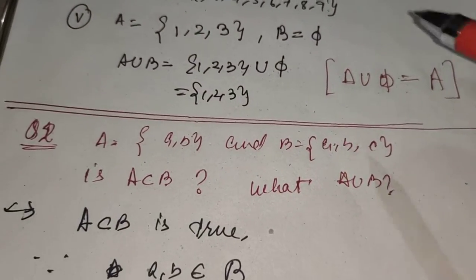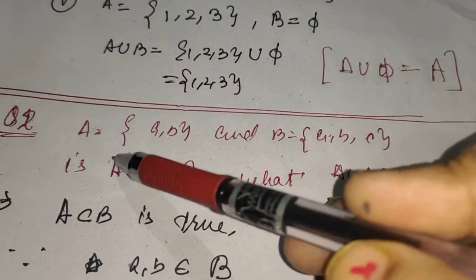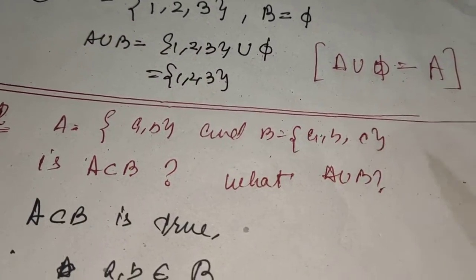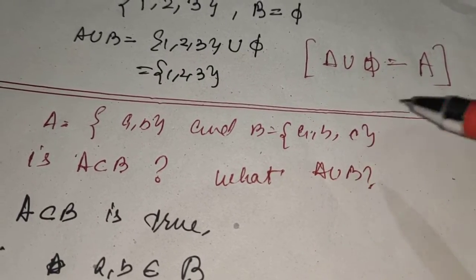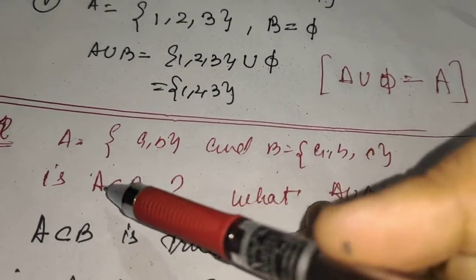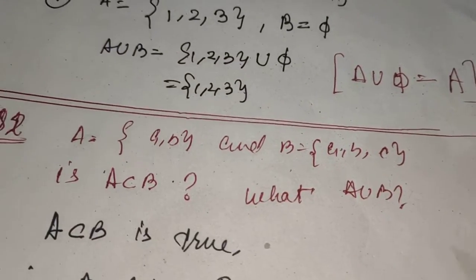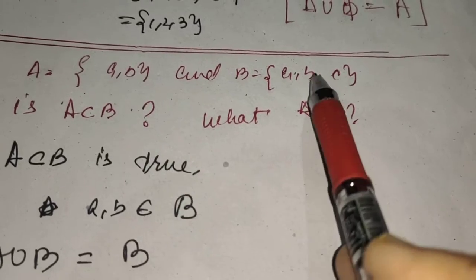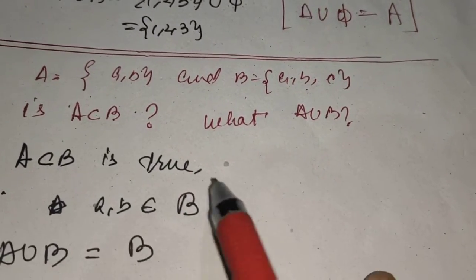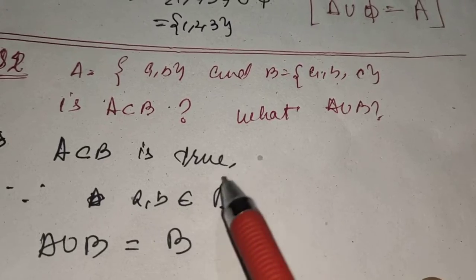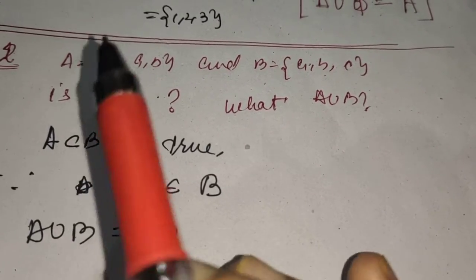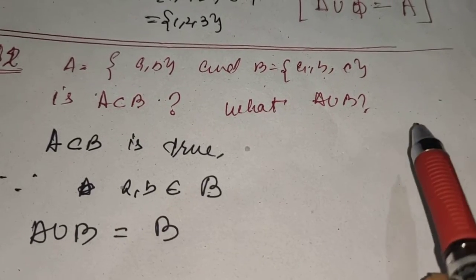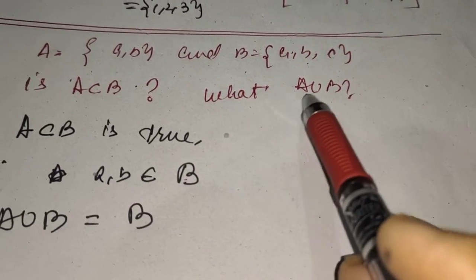Now let us go to question number 2. Question number 2 says that A equals {a, b} and B equals {a, b, c}. So we have to check whether A is a subset of B or not. Yes, it is a subset because both the elements a and b are also present in set B. So it satisfies the definition of subsets, that A is a subset of B if all the elements of set A belong to set B. So it is a subset. And the second question is what is A union B?